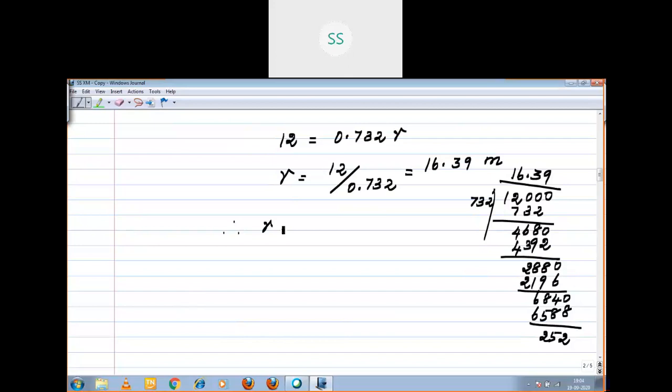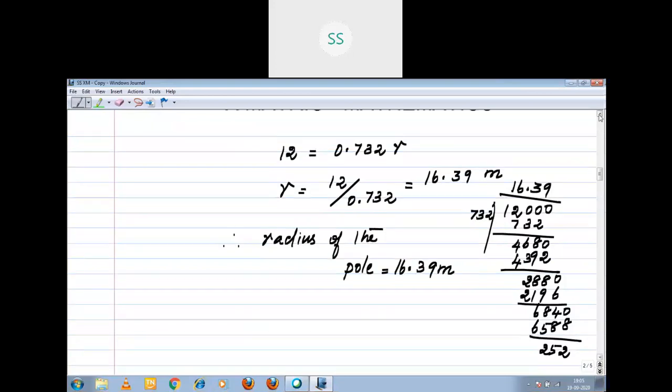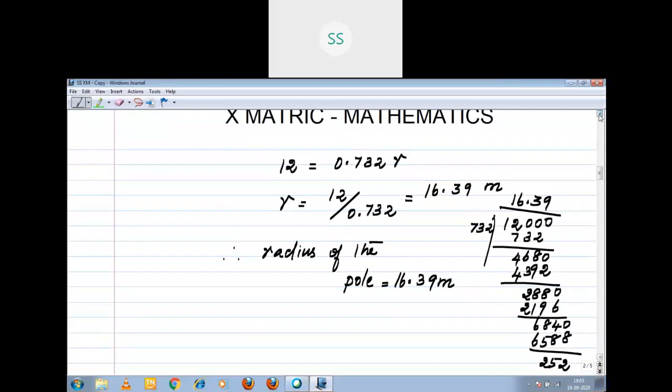Therefore, radius of the pole equals 16.39 meter. Right? Again, I am going to explain, children. You have to listen carefully. One minute. The division and all you should do on the right side.